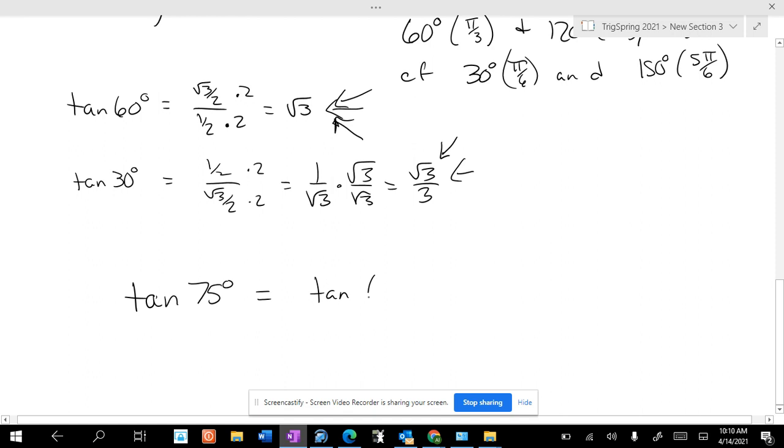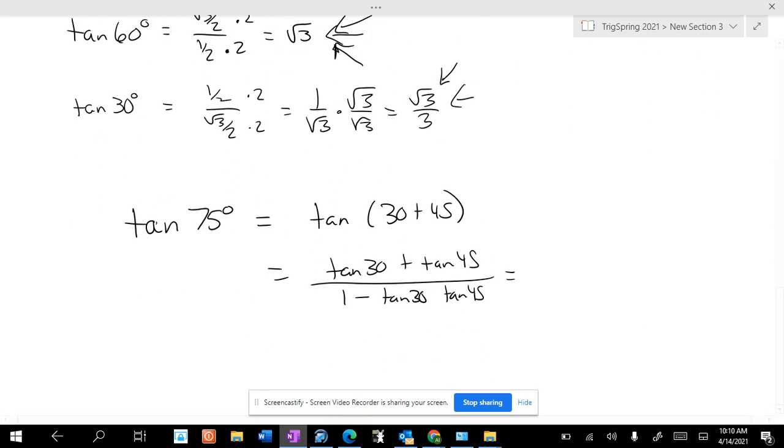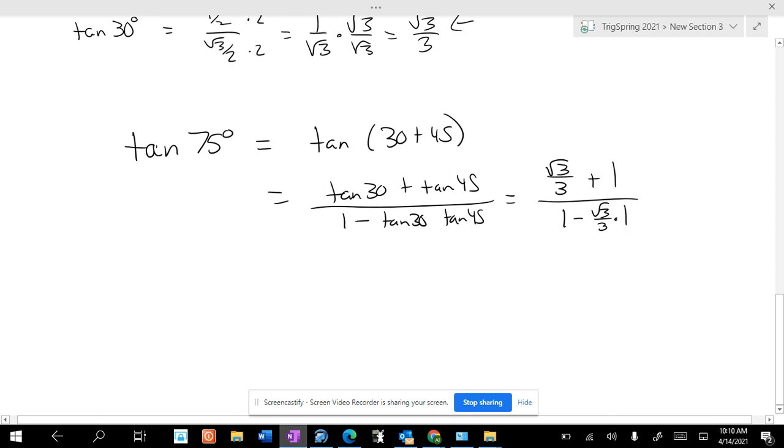So this is the tangent of 30 plus 45, which equals the tangent of 30 plus the tangent of 45 over 1 minus the tangent of 30 times tangent of 45. Well, what's the tangent of 30? We said it was square root of 3 over 3. Tangent of 45 is 1. So it's square root of 3 over 3 plus 1 over 1 minus square root of 3 over 3 times 1. See how complicated those fractions are? And then we'd keep going on this, but I'm not going to keep going because there's a lot to it.